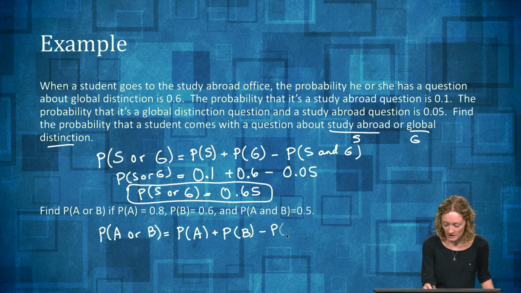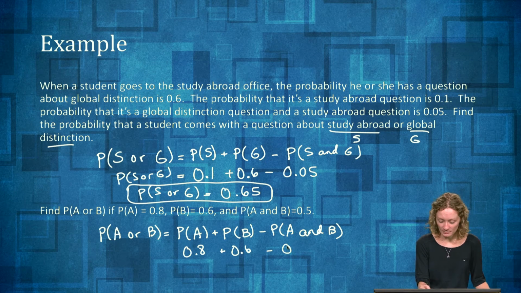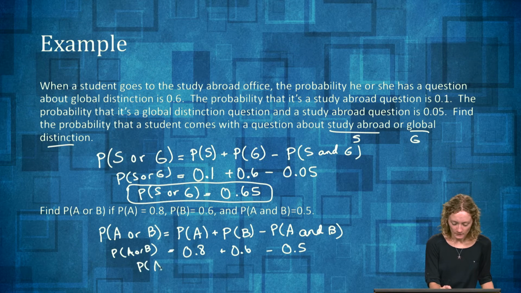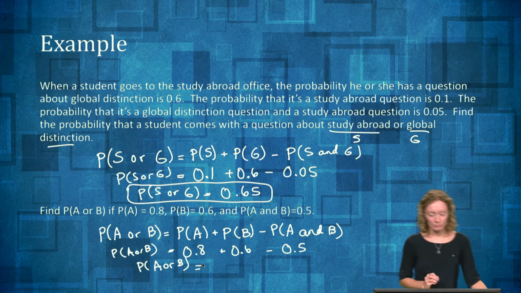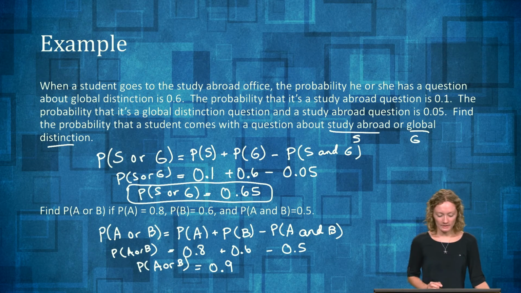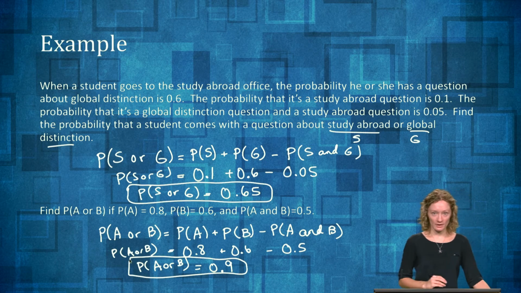So remember, this is the formula. Just plug in each individual piece. Probability of A is 0.8, B is 0.6, and both A and B, both criteria, is 0.5. 0.8 plus 0.6, 1.4 minus 0.5 is 0.9. So the probability that it's A or B, either one of those 2 criteria, is 0.9. These 2 types of questions you'll see less often than the first 2 that we saw.